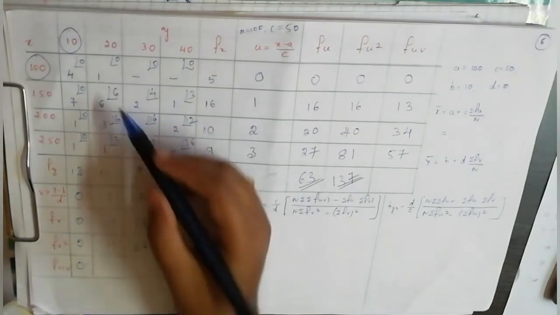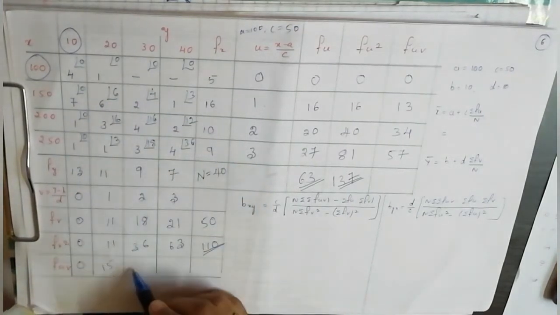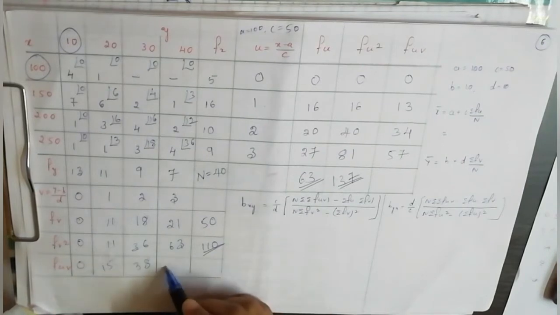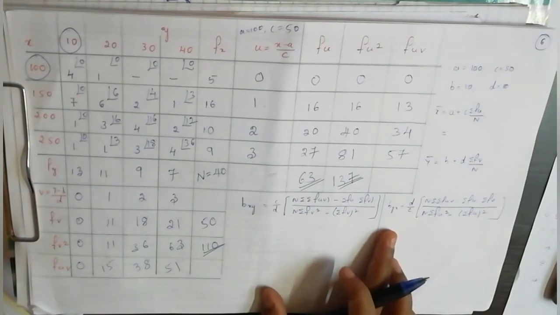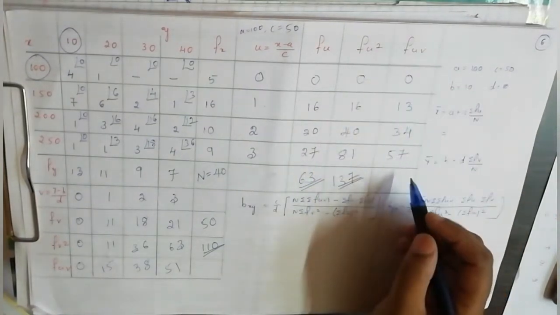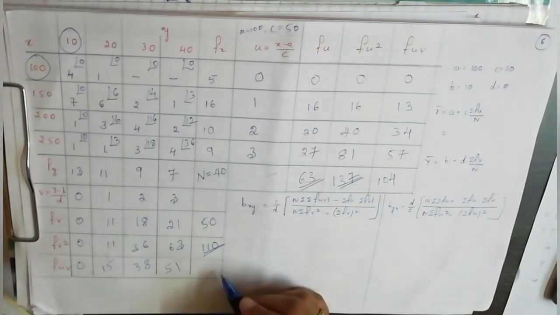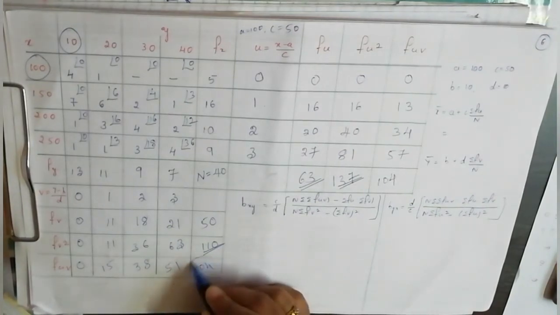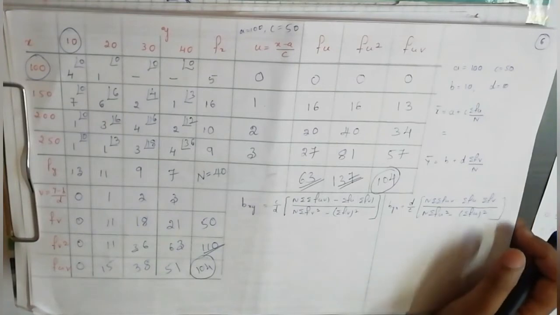The first column 0, 6 plus 6 is 12, 12 plus 3 is 15, and third column is 38, and it is 51. So now we'll verify row total and column total. The column total is 104 and row total is also 104. So verification is done. Both sums of fu and fv are correct. So we can move further for the calculation.